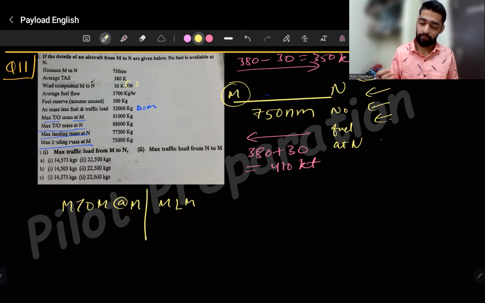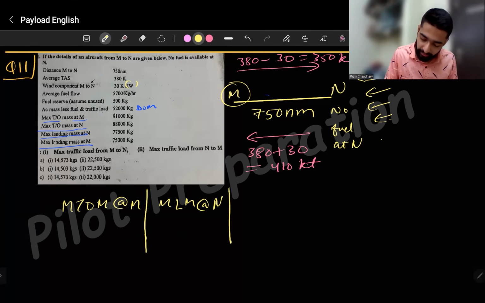Where I'm landing, when I'm taking off from M, I'm landing at N. So maximum landing mass I will take at N. So these two will be my values. I'm not given maximum zero fuel mass, so I don't care about that. Apart from this, I need trip fuel, right? Trip fuel is already given.